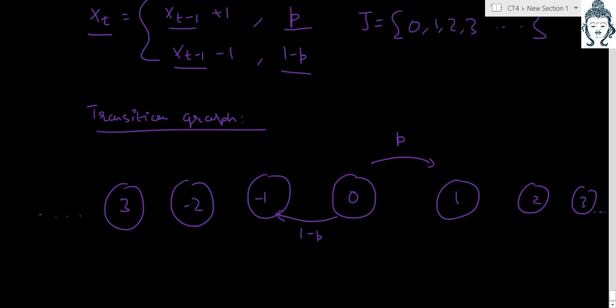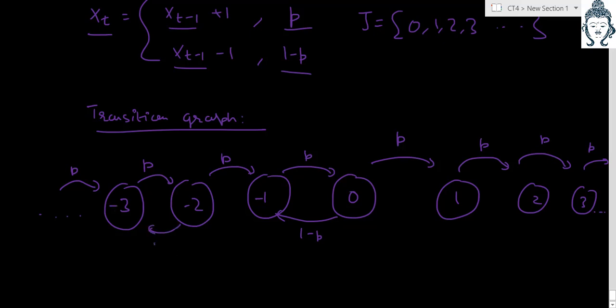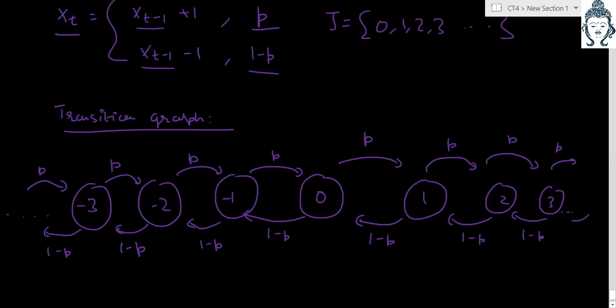Same for all the values. You move forward with P from each state, and if you want to move backward, say from -2 to -3, this would be 1 minus P, and again 1 minus P at every step, and this will extend forward.